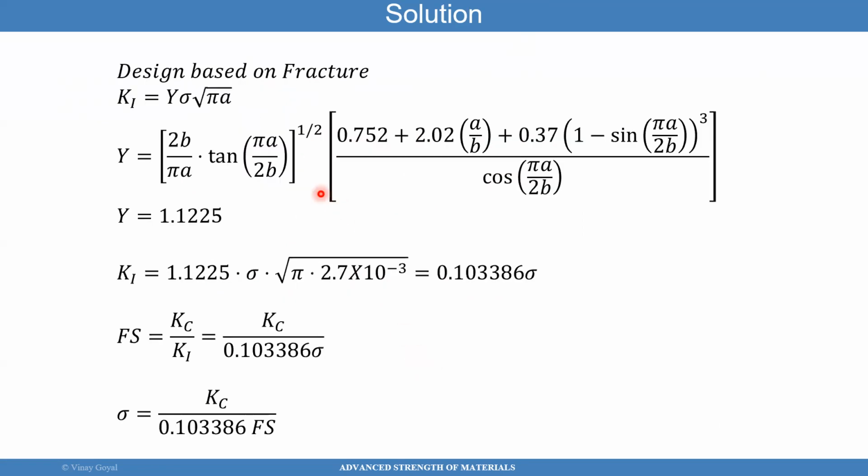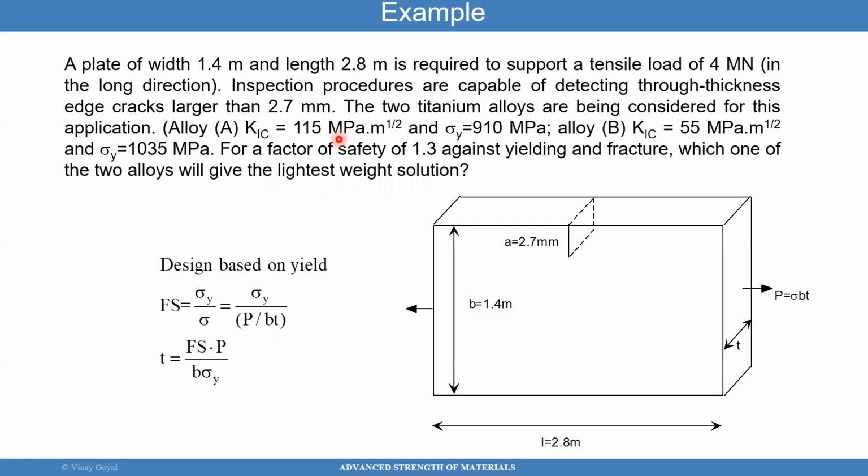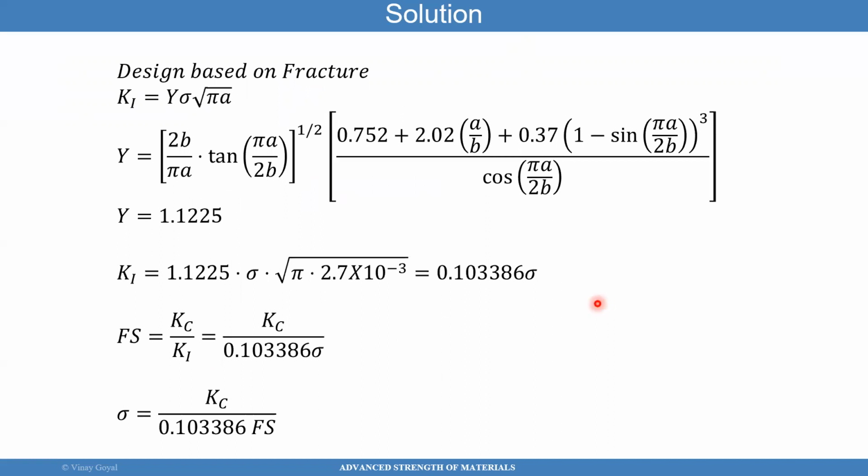Now, if I want to design to fracture, this formula here looks very complicated, but that formula comes from a handbook, and that handbook provides the formula for a plate with an edge crack. So you can plug in all these numbers, because the geometry of the problem is given, the crack length is given. Y, after you do all the calculations, is 1.12225, that's what goes in there. K1 then becomes, when you plug all that in, 0.103 sigma.